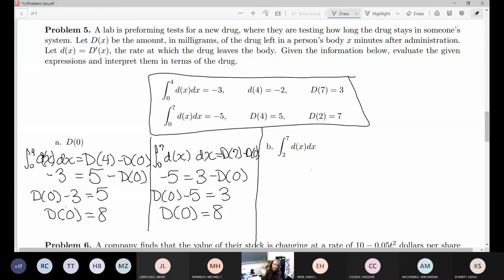Now, technically, maybe I'll state the interpretation, I just won't write it down. This is telling you the amount of the drug left after 0 minutes, so essentially the starting amount. So they started by administering 8 milligrams.